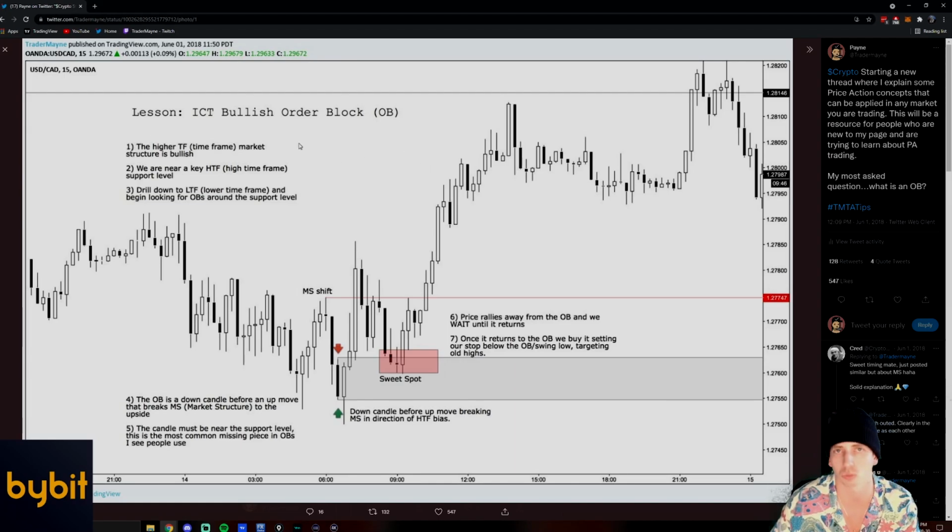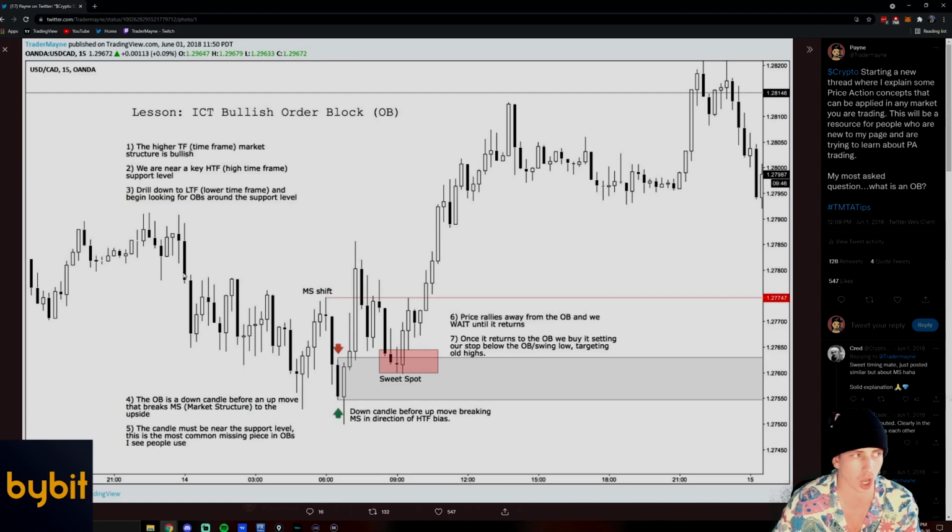Rule number 1, in line with high time frame market order flow. Rule number 2, near a key SR level. Number 3, once we get near that level, that is when you drill down and actually look for the order blocks to form around your key SR level. And that's going to be your entry trigger. That's what these order blocks are for, actually getting in the trades.